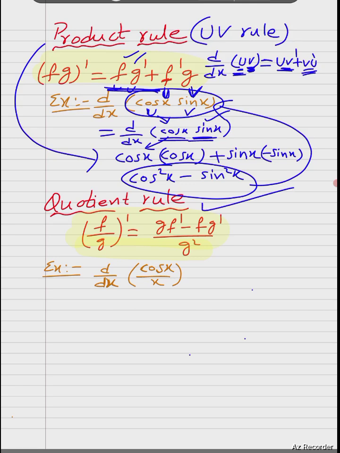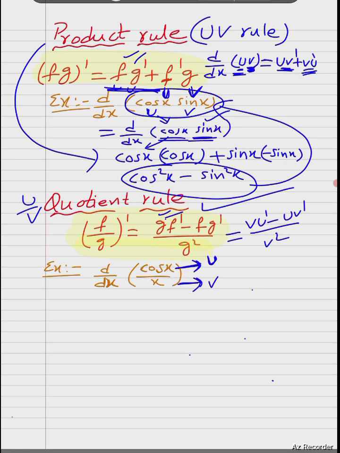Now move on to the quotient rule. The quotient rule is also called the u by v rule. Here what we have to do is assume the function in the numerator as u and the one in the denominator as v. So what is the quotient rule here? I can write this the other way: v u dash minus u v dash upon v square.